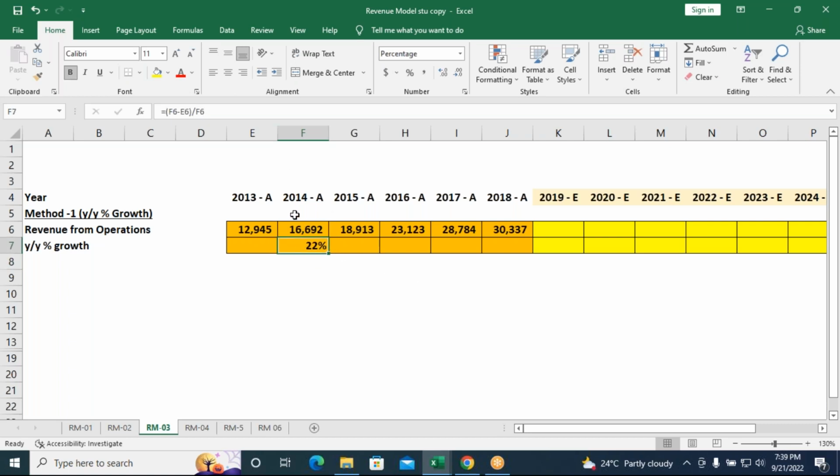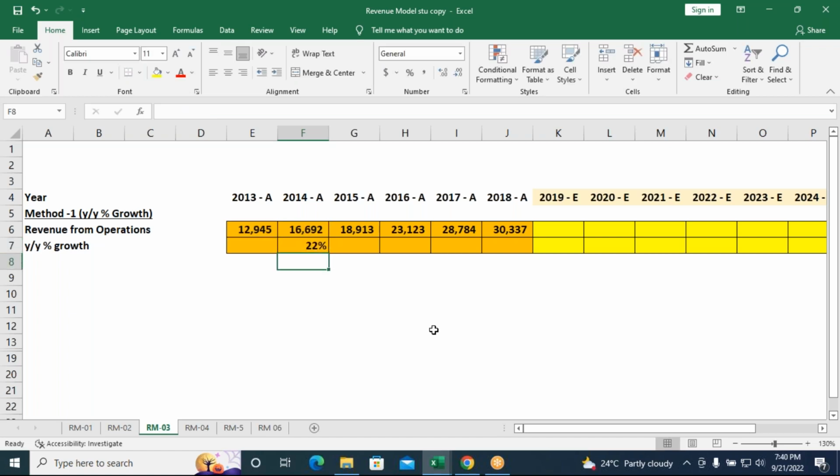So how have I done this? Here 2013, 2014, so there is year on year growth. We are following method one, where we are showing the year on year growth where revenue from operations has to be calculated. For the second year, that is 2014's value, I'll do it once again: is equal to, open the parenthesis, select the value of the second year minus the revenue of the first year, close the parenthesis, divided by the second year value. So I will get the year on year growth.